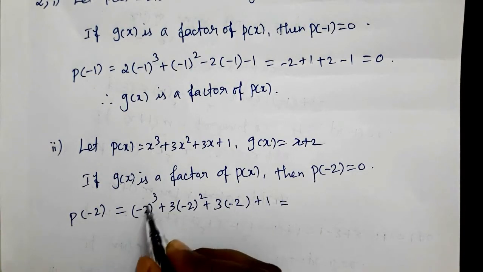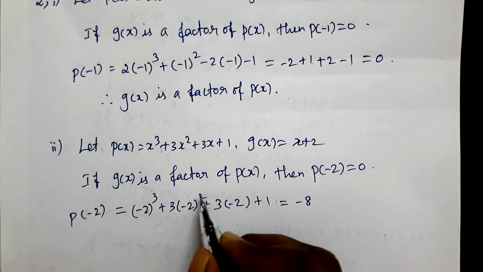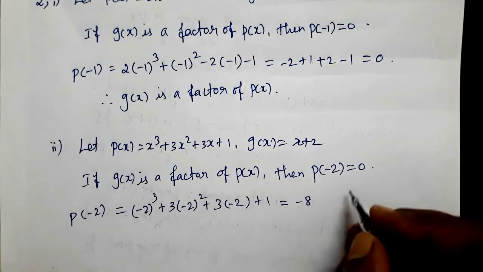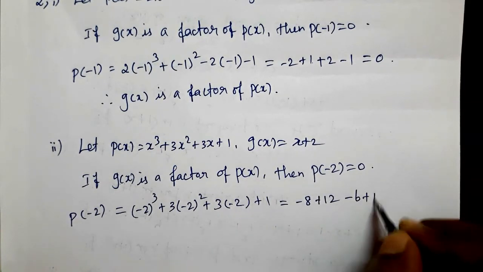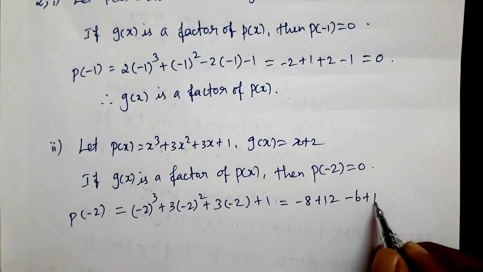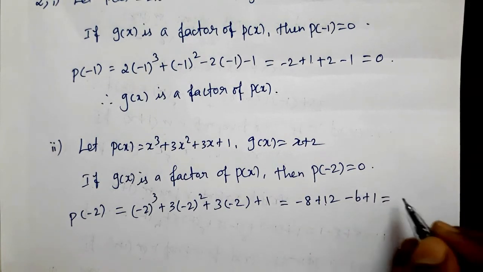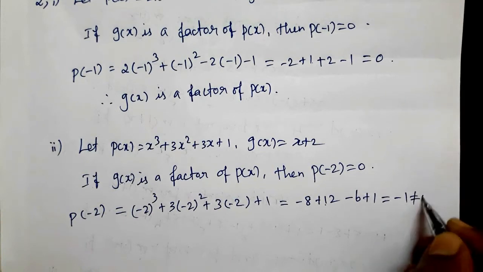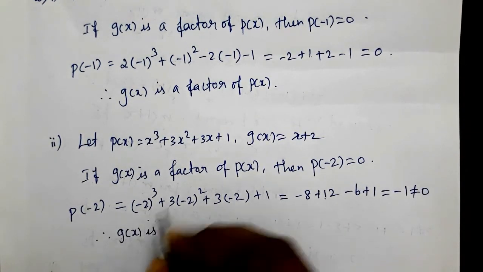Simplify: minus 2 raised to the power 3 gives minus 8. Minus 2 raised to the power 2 gives 4. 4 3s are 12. Here 3 into minus 2 gives minus 6, plus 1. Here 12 plus 1 is 13. Minus 8 plus minus 6 gives minus 14. So remaining we get minus 1. This is not equal to 0. Therefore g of x is not a factor of p of x.